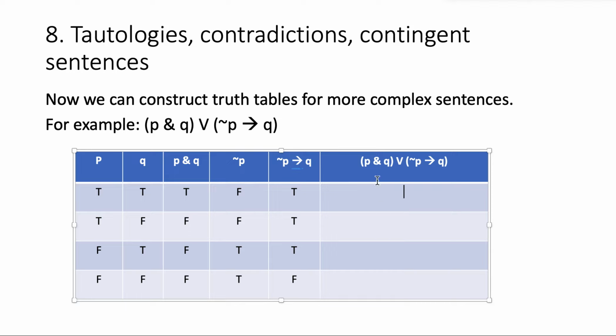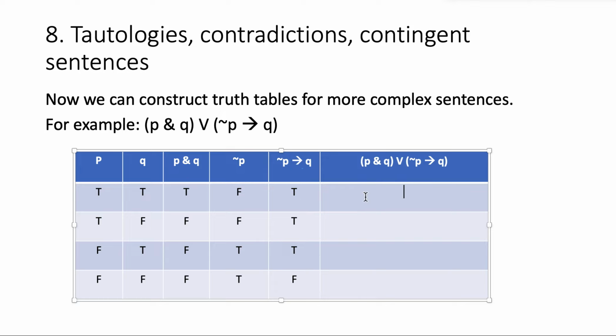And now I have a disjunction in the final column of what? Of the conjunction, which comes up over here, this row, and the conditional that comes up here, this row. So now I'm looking at those two columns that I just highlighted, and I'm filling out the truth value for this sentence based on the truth values of those two columns.